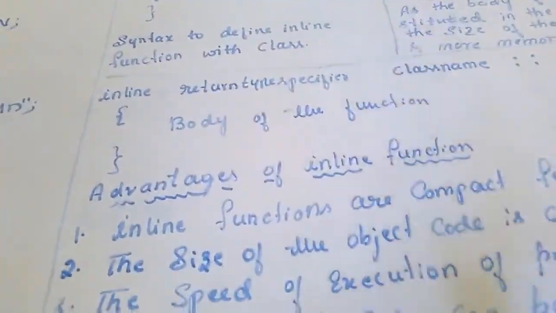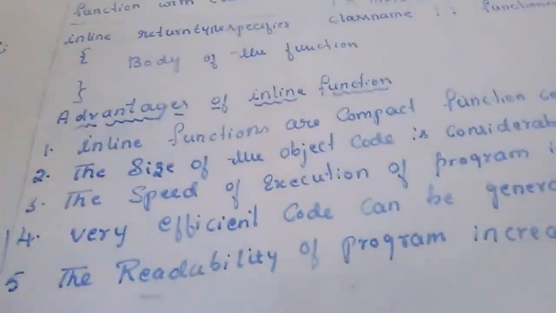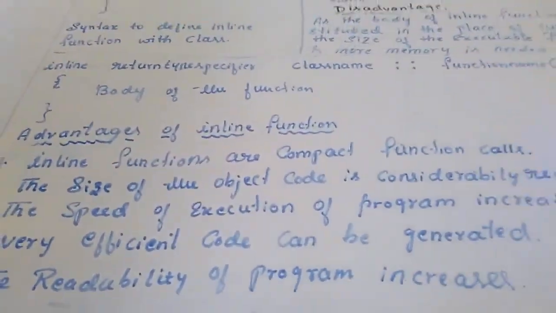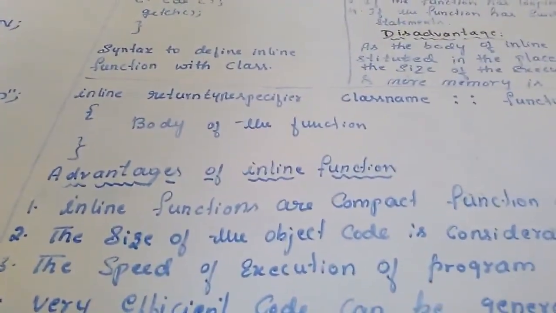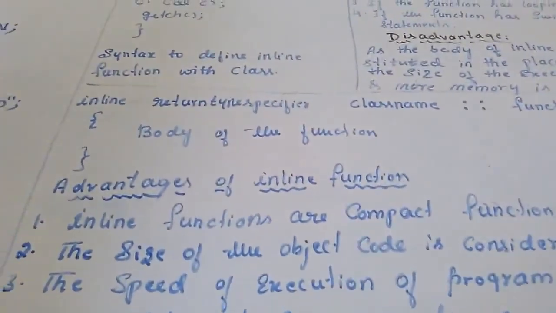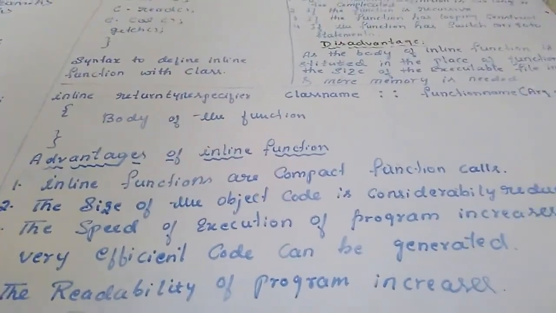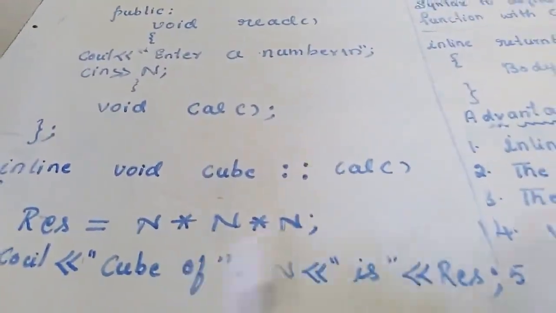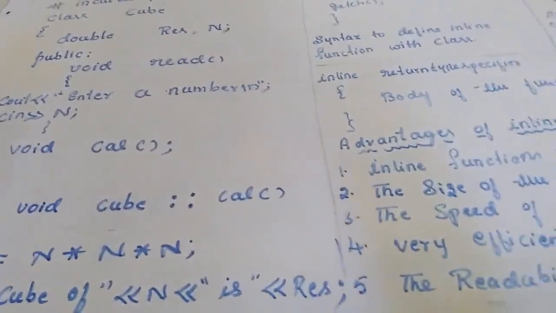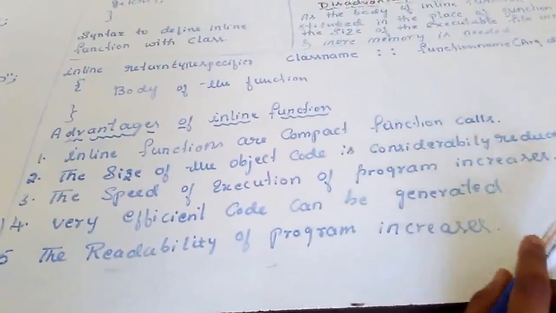Next, advantages of inline functions. As I told you, inline functions are compact functions or short function calls, so they must contain only a minimum set of instructions. In that way we have to write the program. The size of the object code is considerably reduced. We have to write only a small number of instructions, and within those instructions only we have to find the solution. Then the speed of execution of the program increases.